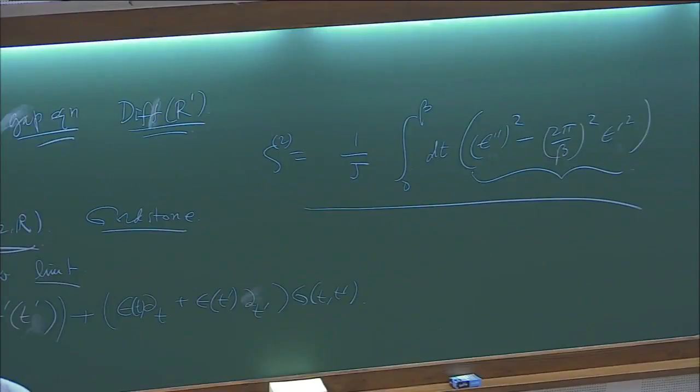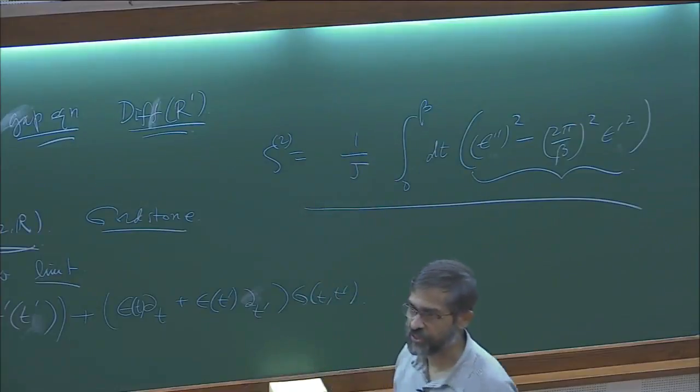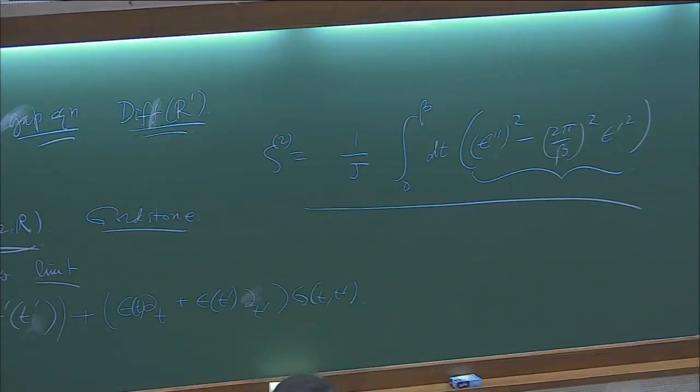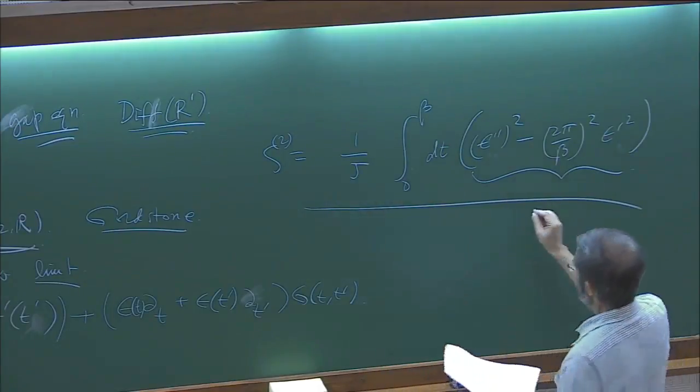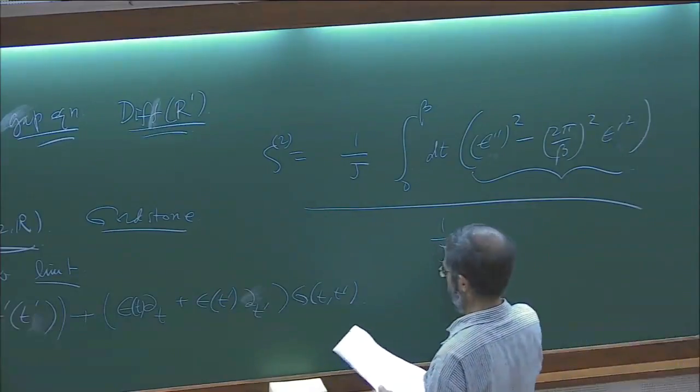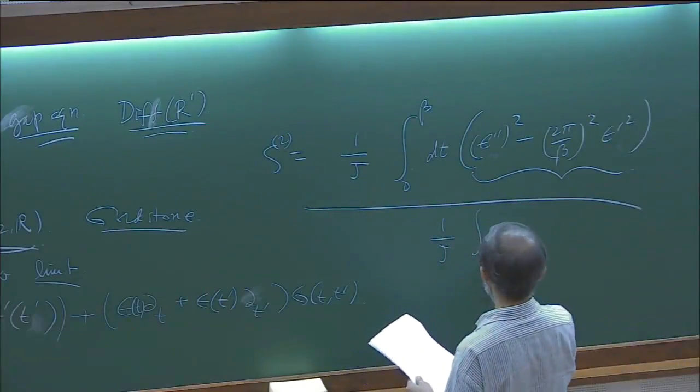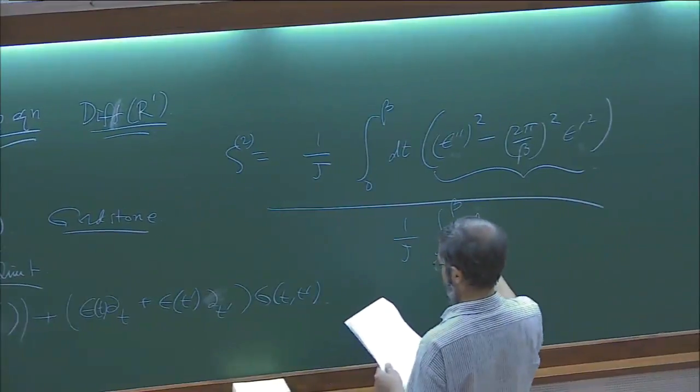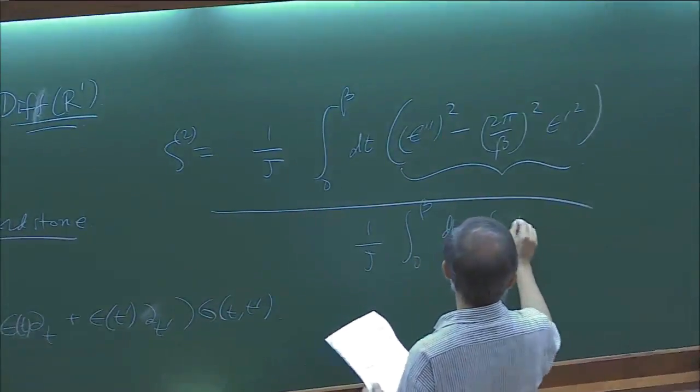This stuff remains as 1 over J. So precisely in the J equal to infinity limit, this action actually becomes trivial. So I can promote that, as Shia says. So this becomes 1 over J times this, where this is the Schwarzian derivative.